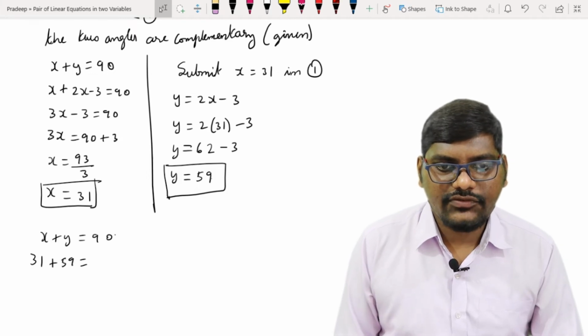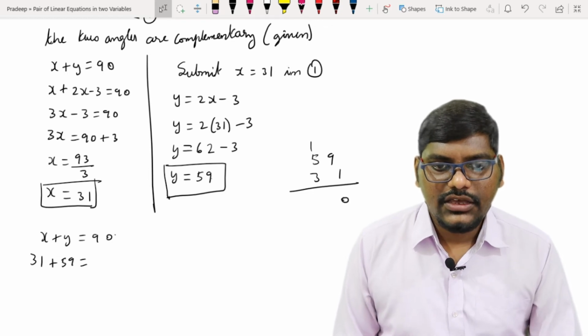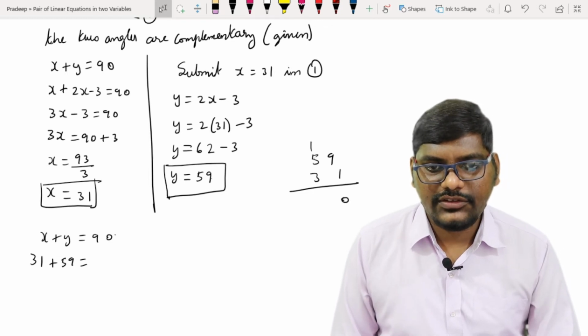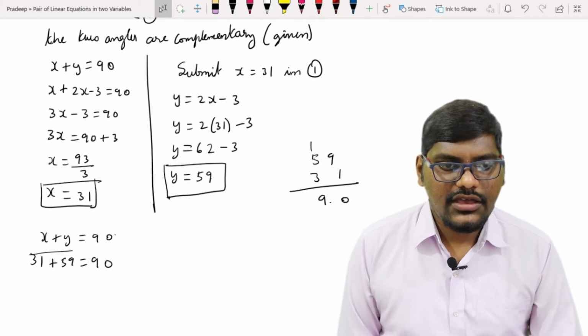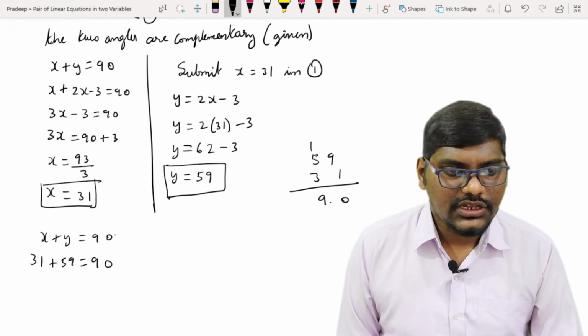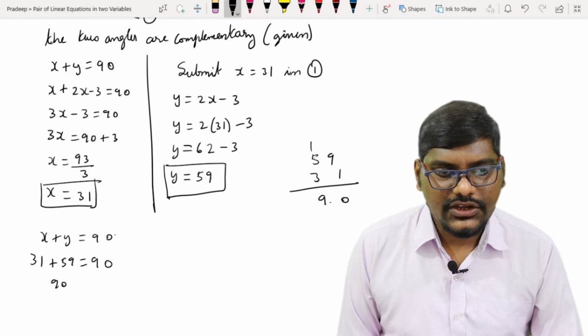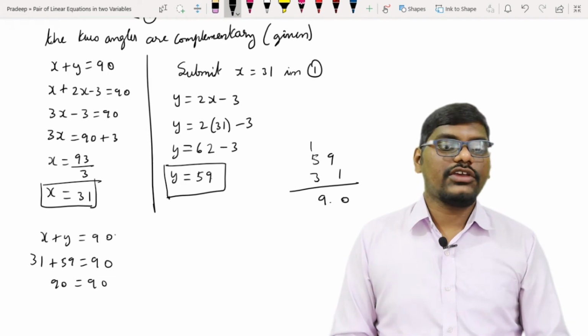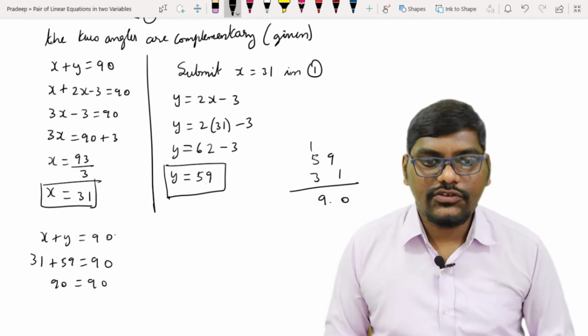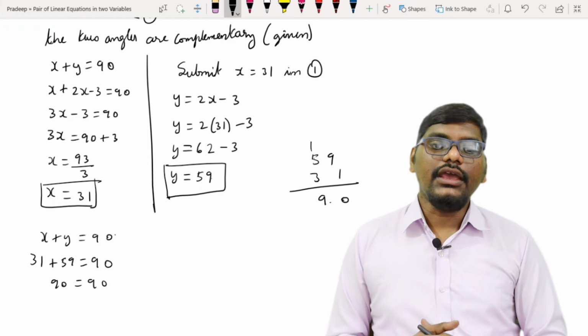So if we add this 59 plus 31, how much we'll get? 9 plus 1 is 10. This is 5 plus 1 is 6, 6 plus 3 is 9. So we got 90 as the value. So which means 31 plus 59 is 90, where both these angles which we got, that is x equal to 31 and y equal to 59, both were complementary angles.